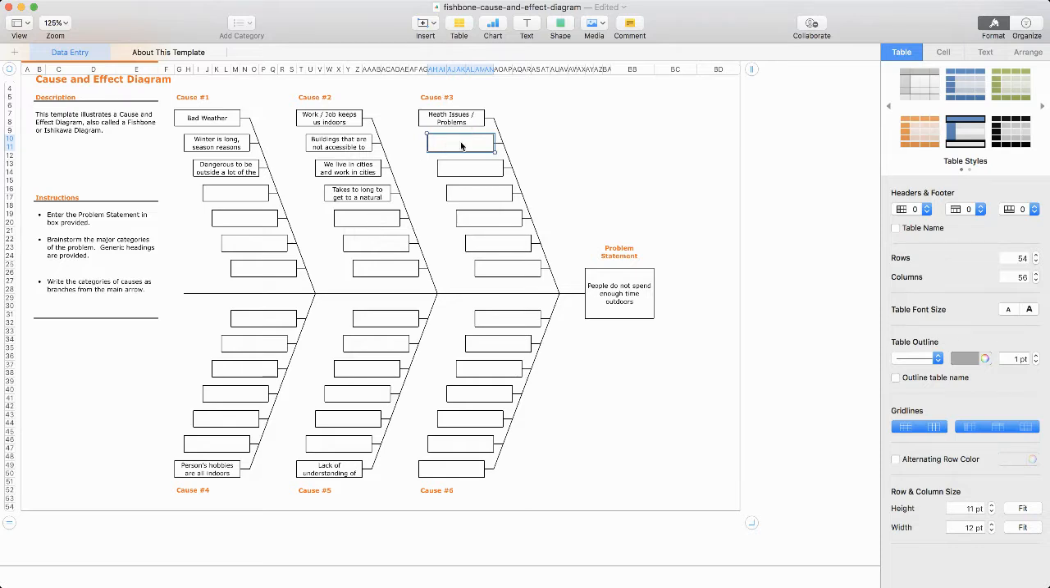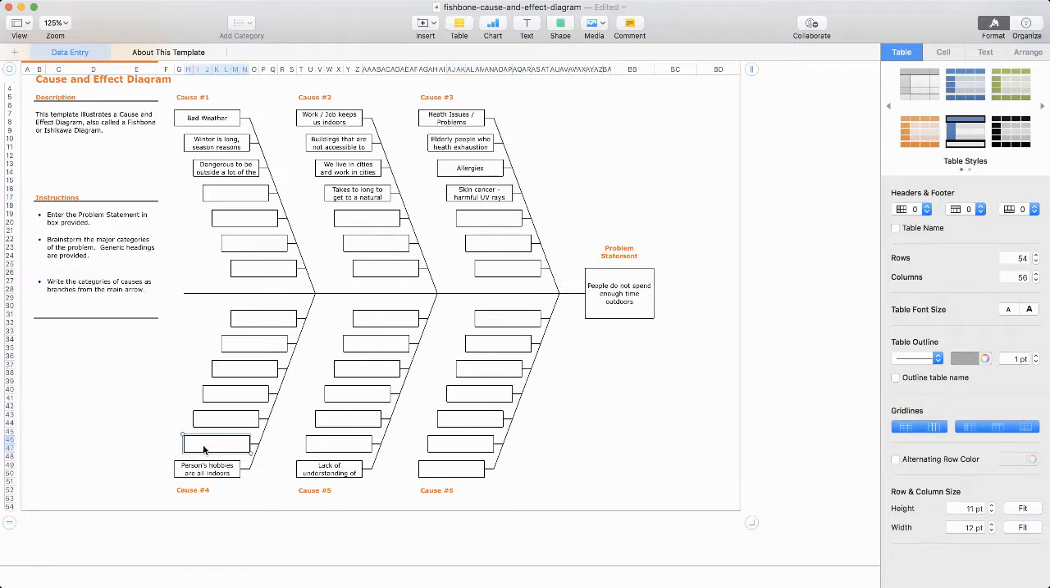Cause number three, health issues and problems. For example, a subcategory of that might be elderly people who get heat exhaustion or something like that. Another one could be allergies. Skin cancer worries, harmful UV rays, okay?